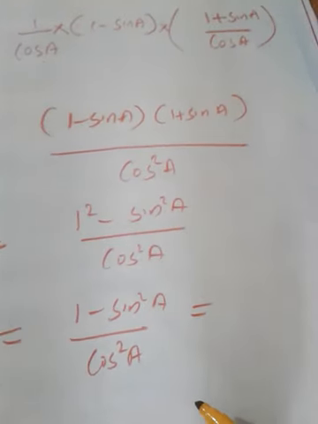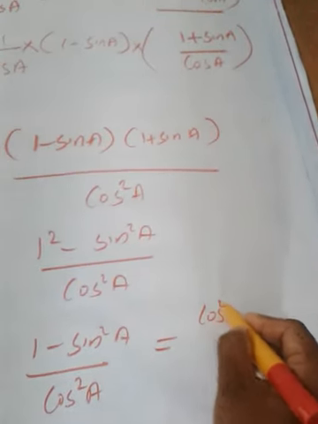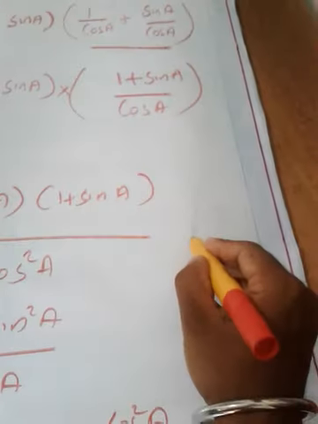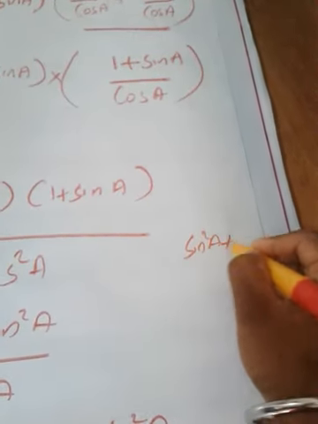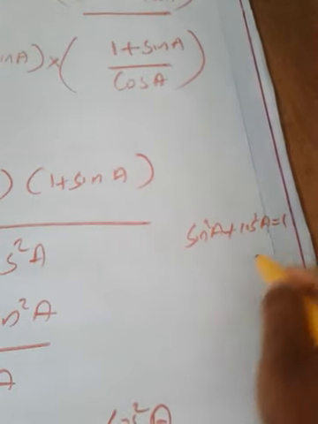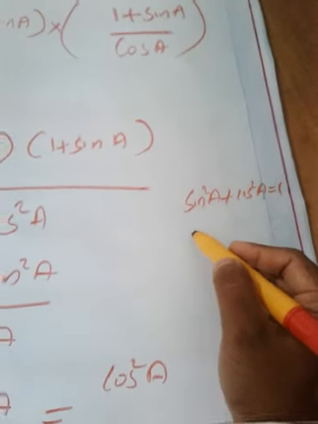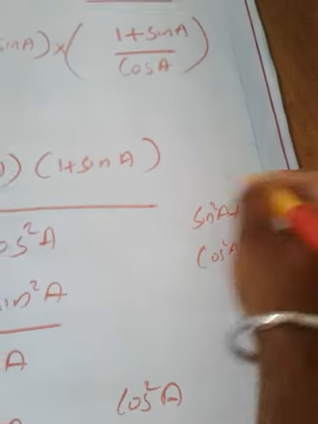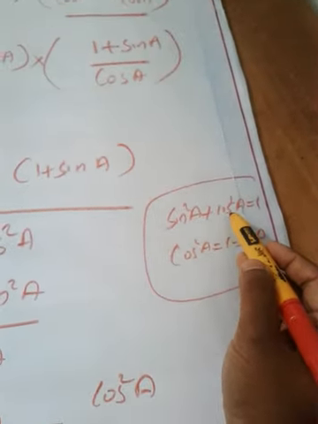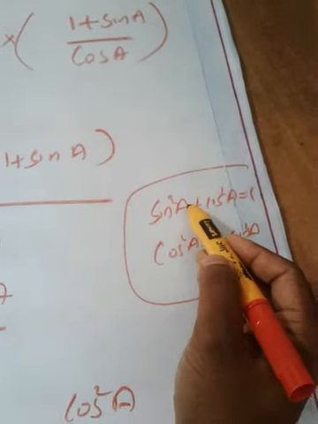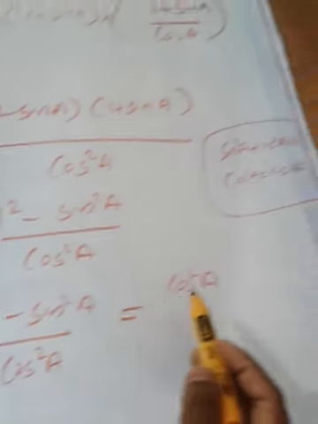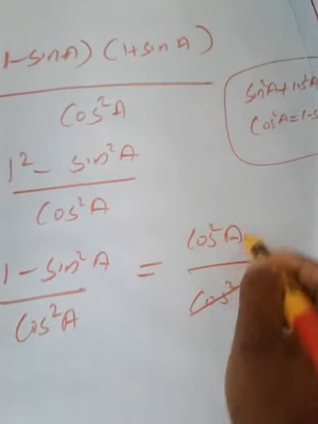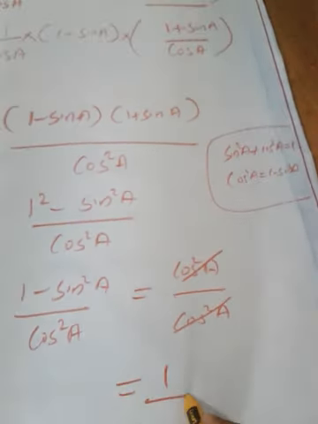And what is 1 minus sin square A? It is cos square A. I'm repeating, 1 minus sin square A is nothing but cos square A. How do we know that? We know one identity: sin square A plus cos square A is equal to 1. From that identity, we found an expression for cos square A as 1 minus sin square A. You may have forgotten, isn't it? So instead of 1 minus sin square A, we can replace it with cos square A, divided by the denominator cos square A. Now it gets cancelled and we get the answer as 1.